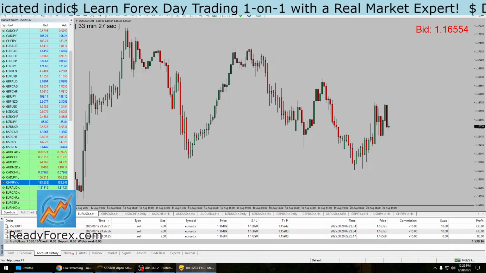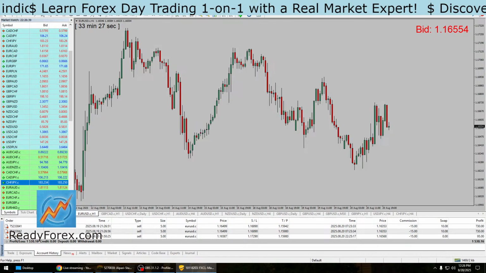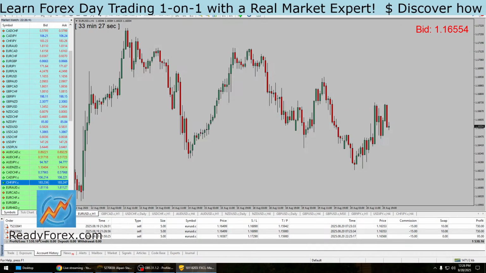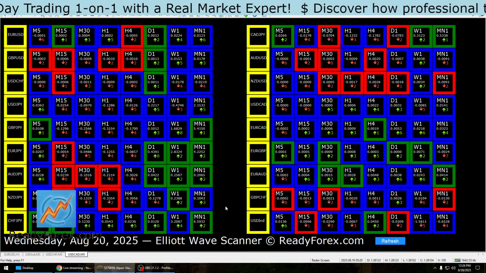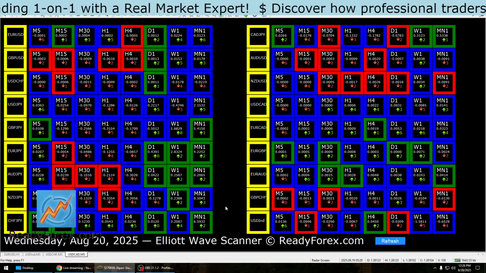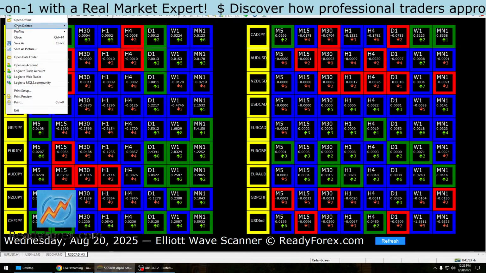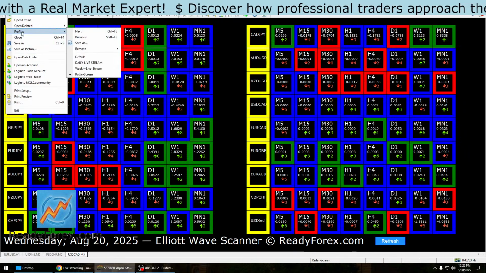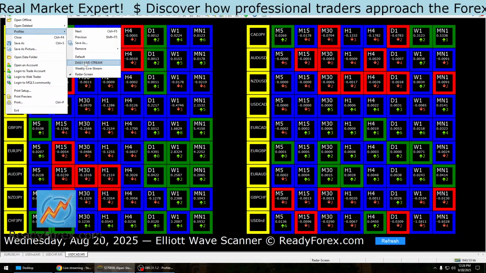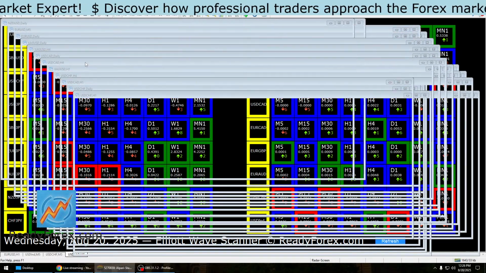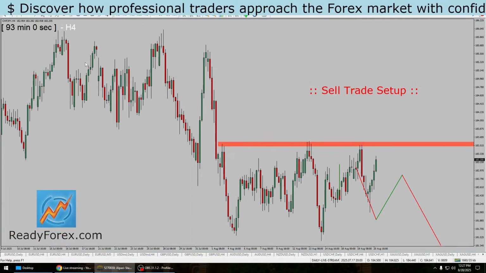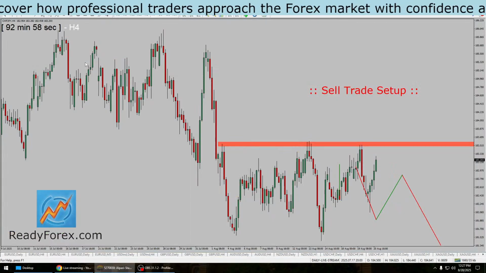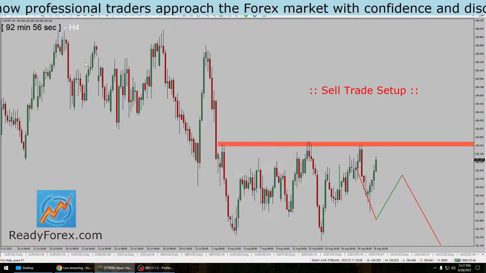Right, let me close this trading terminal. Okay, so regarding the Swiss franc JPY, I'm getting a possible sell setup over here, and I'm going to draw some trend lines. Okay, so you guys will get an idea of what I'm talking about.